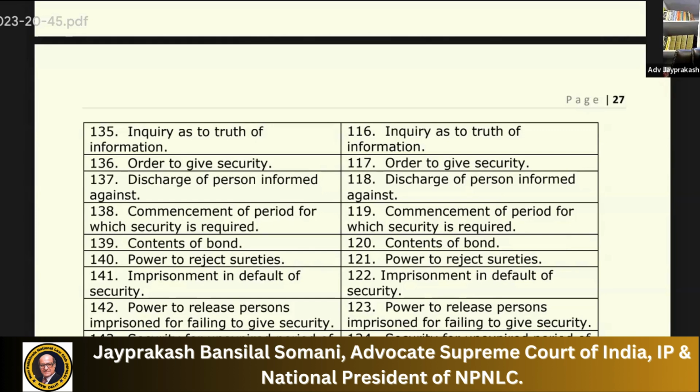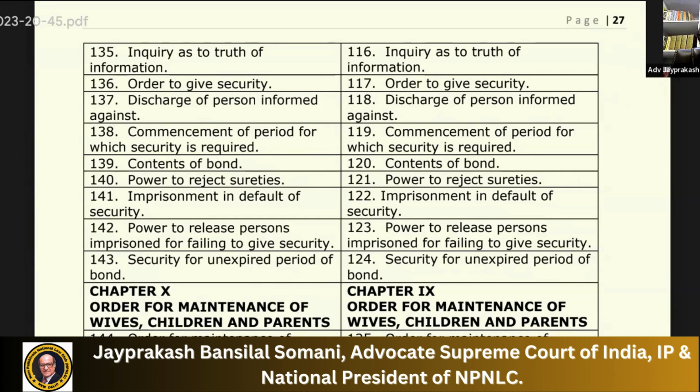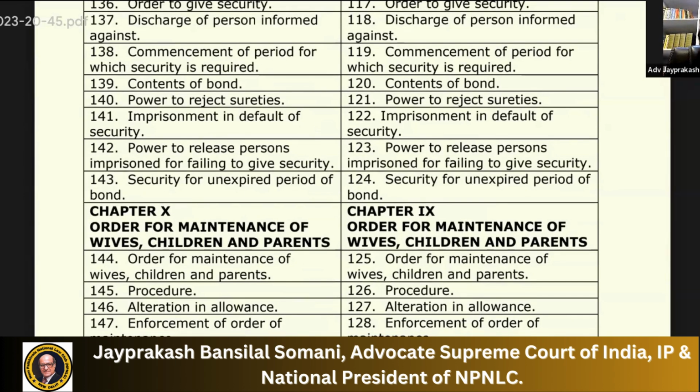BNSS section 139, contents of bond. Its earlier section was in CrPC 120. BNSS section 140, power to reject sureties. Its earlier section was in CrPC section 121. BNSS section 141, imprisonment in default of security. Its earlier section was in CrPC 122. In BNSS section 142, power to release persons in prison for failing to give security. Its earlier section was in CrPC 123. BNSS section 143, security for unexpired period of bond. Its earlier section was in CrPC section 124.